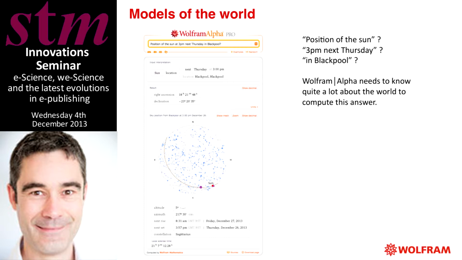So Wolfram Alpha knows about this. It knows about the Earth as an object. It knows about time zones. It knows about the sun. And it can calculate sunset times. It has a lot of real-world knowledge that it can use to answer questions.